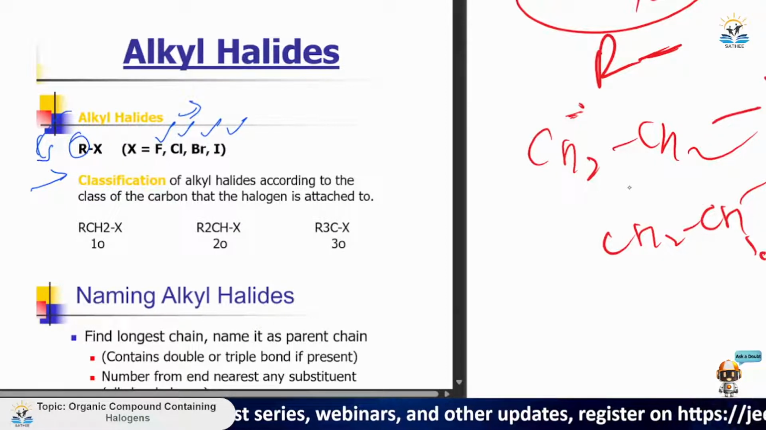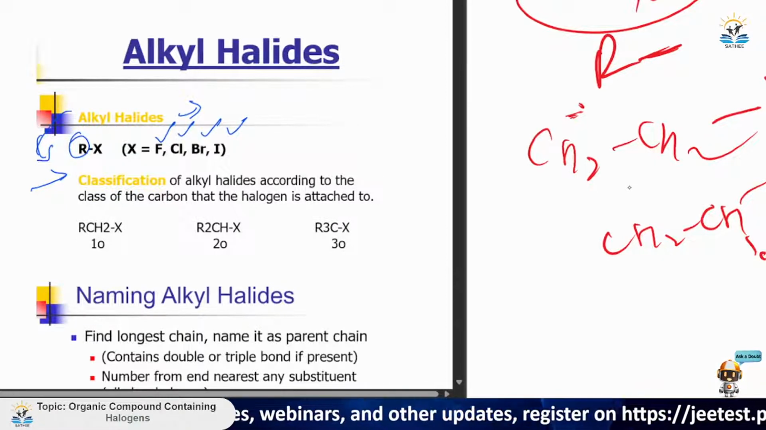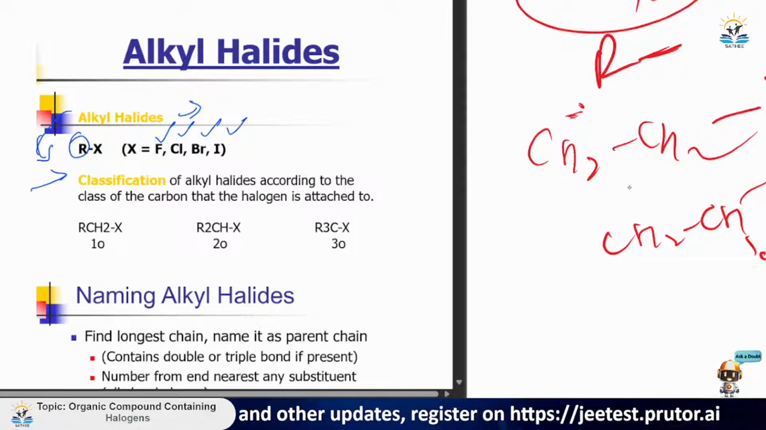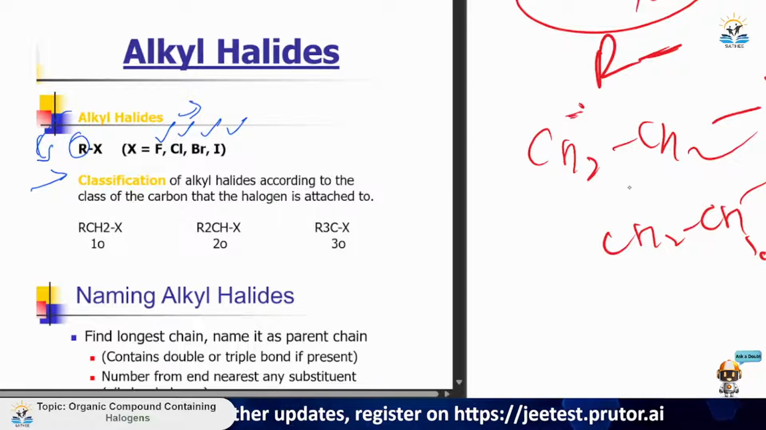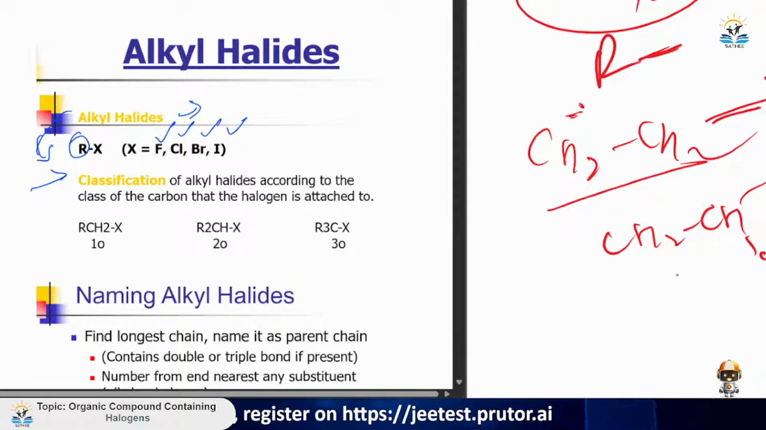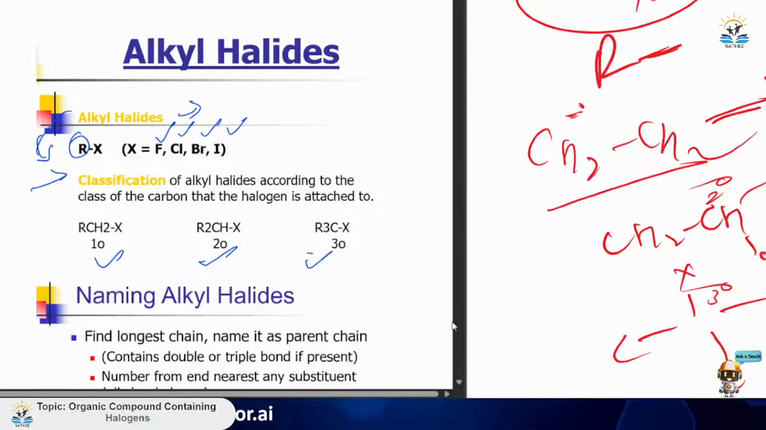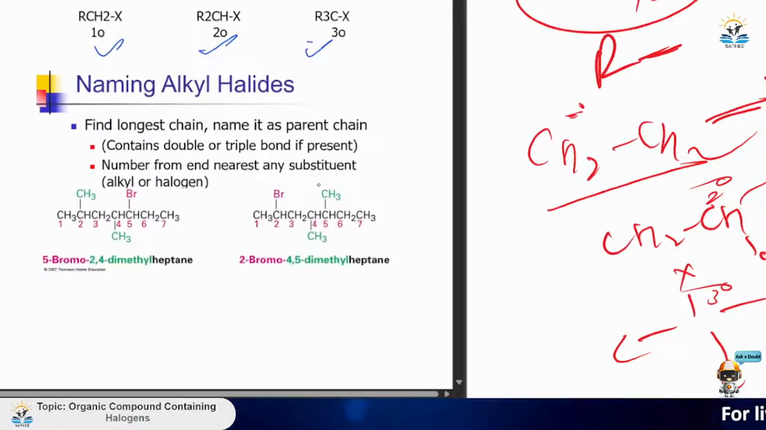Let's see the classification of alkyl halides according to the class of carbon that the halogen is attached to. If it is connected to a single chain like this, it is a 1-degree carbon. It can be connected to a 2-degree carbon. It can be connected like this, X, C, C, C, so it is a 3-degree carbon. If we have an alkyl group, it can be connected in only these three ways. None other than that is possible.